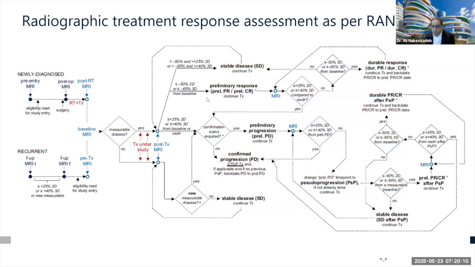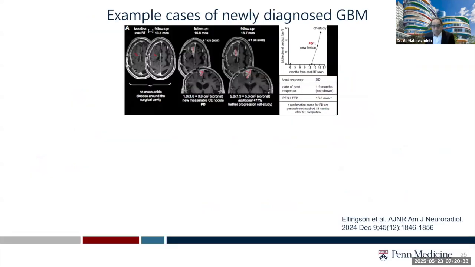The same applies for stable disease, which is easier: no significant increase or decrease in size. Or if you have a response, meaning shrinkage in tumor, that needs to be confirmed after 4 weeks to make sure it's persistent. So again, this schematic is very helpful, but I'm going to take you through some cases just to make it easier. This is a patient with a GBM that had started with non-measurable disease.